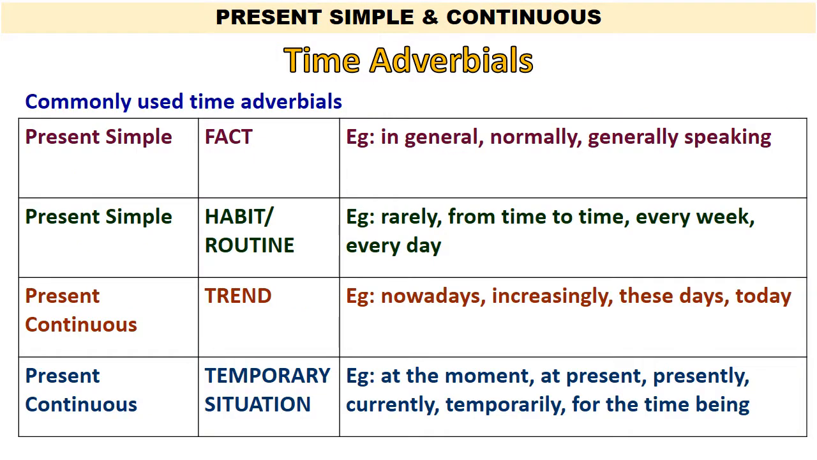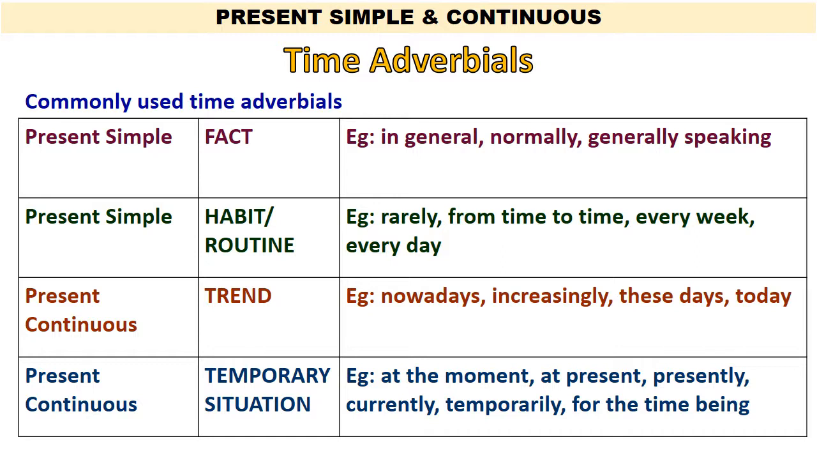Now this table simplifies the use of time adverbials for the present simple and the present continuous. Study this table to make it easier for you to know when to use which adverbials for which tense. Let's take a look at the first row. Remember that we use the present simple for facts, and with these facts we can use time adverbials such as in general, normally, generally speaking.